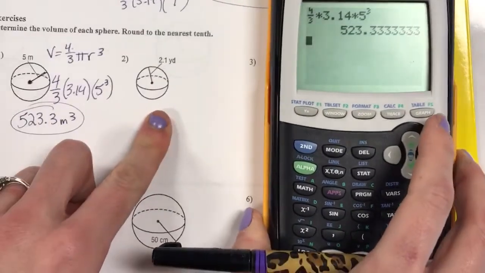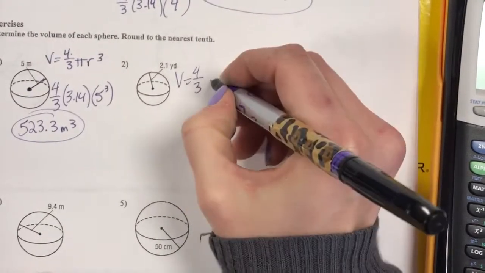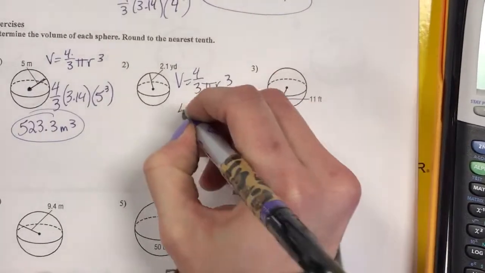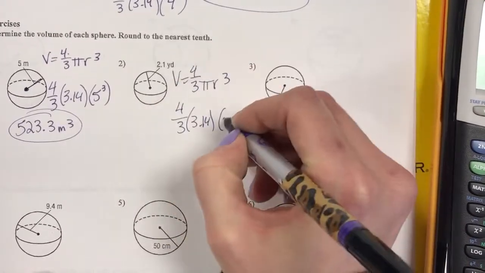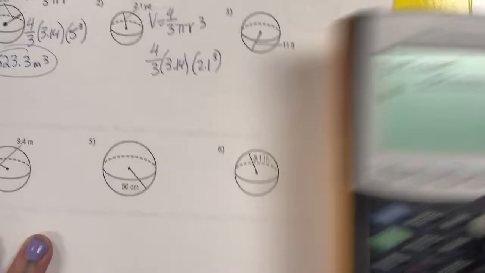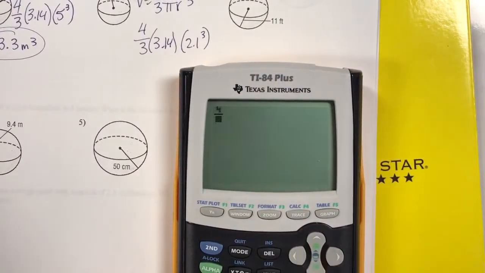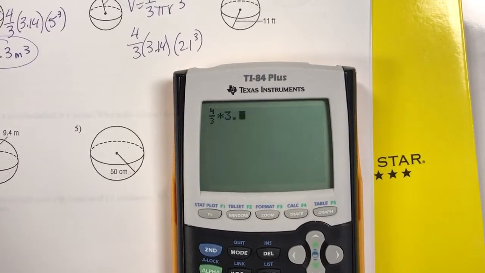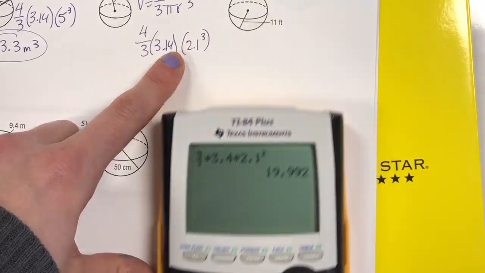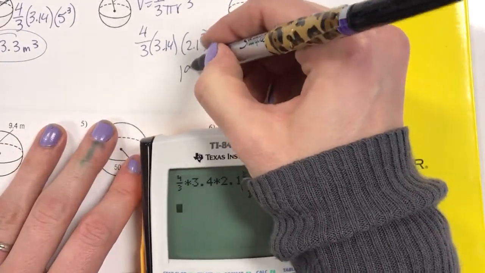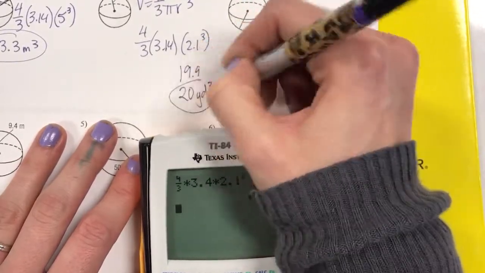Number 2, same thing, I'm gonna write that formula down. 4/3 times pi r cubed. So 4/3, I'm gonna fill that all in. 2.1 is my radius, and I gotta cube that. So alpha y equals 4/3 times 3.14 times 2.1 cubed, and I get 19.9, which is really 20 yards cubed.